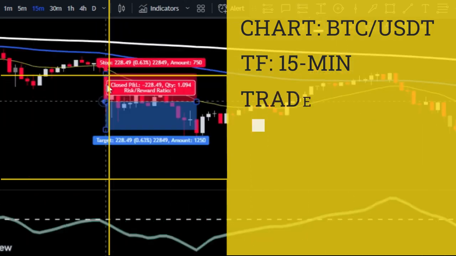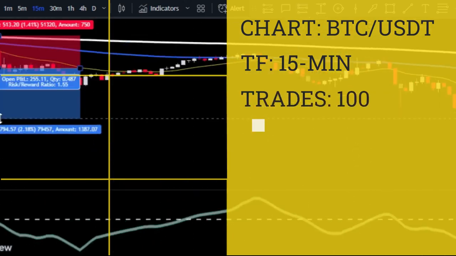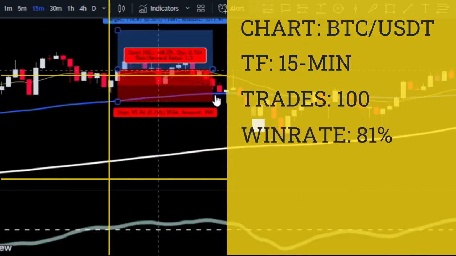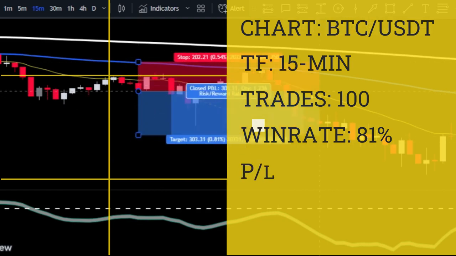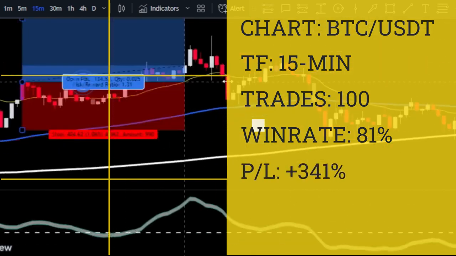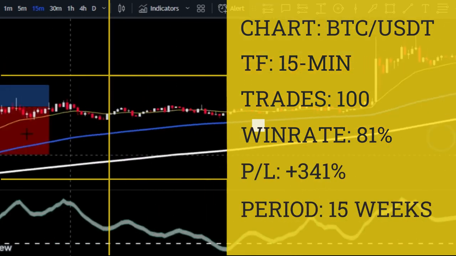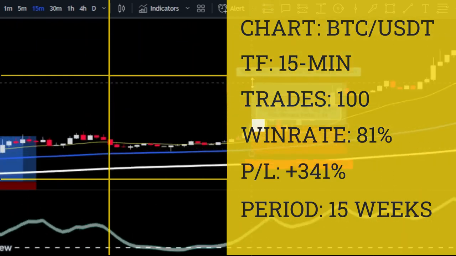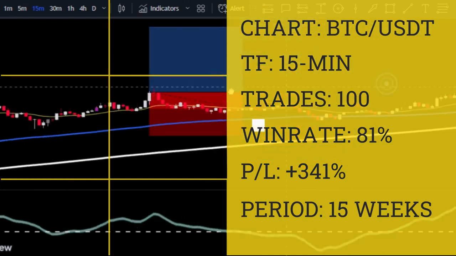Out of a series of 100 trades, the strategy boasted a robust win rate of 81%. But that's not all. It racked in a whopping profit of 341% in just 15 weeks. These numbers underscore the potency of this trading strategy. So let's dive right in and unravel this cost-free strategy.